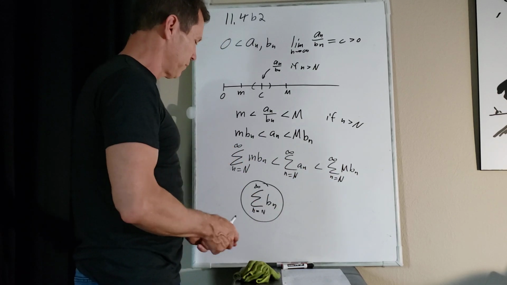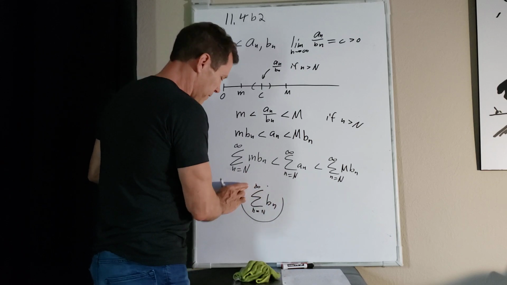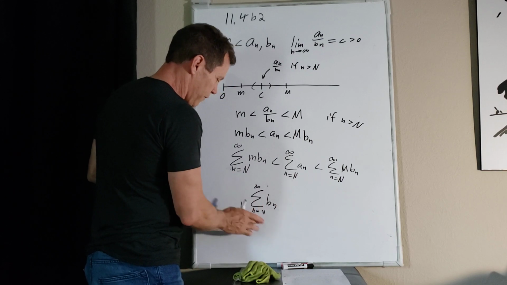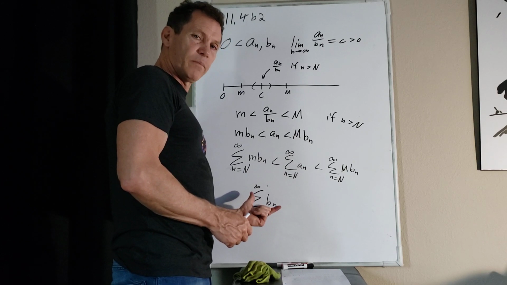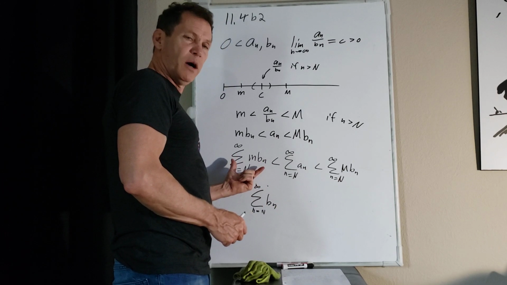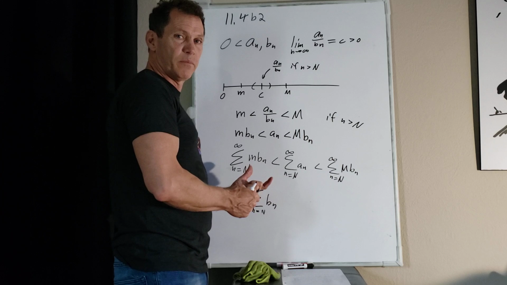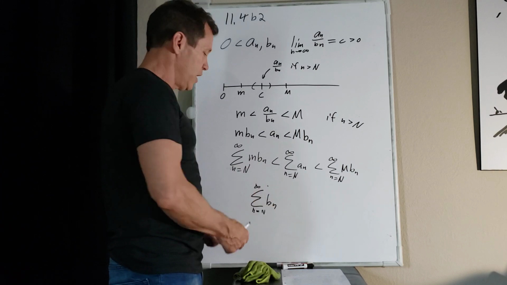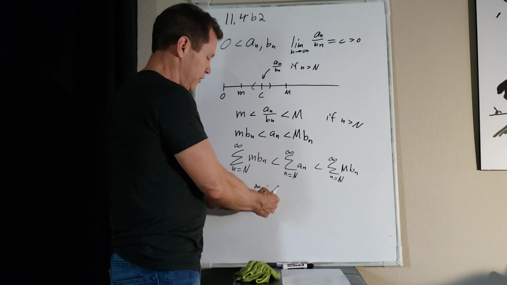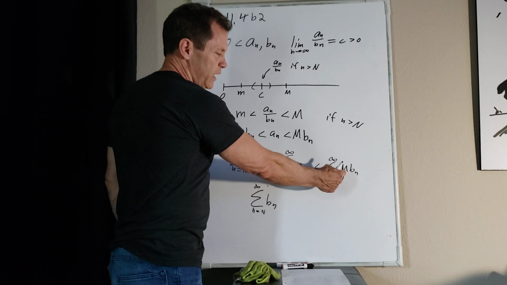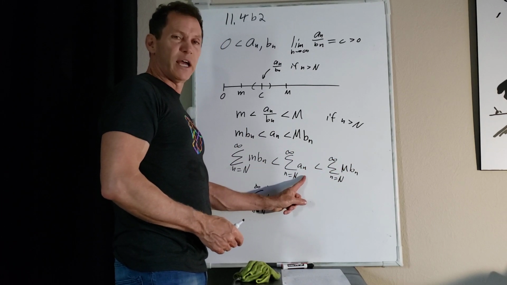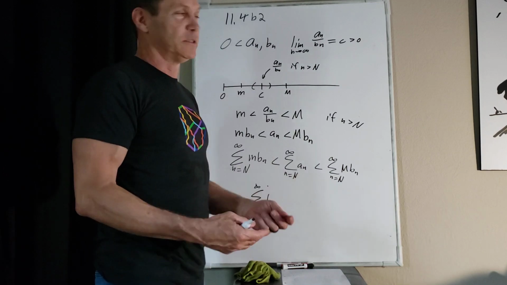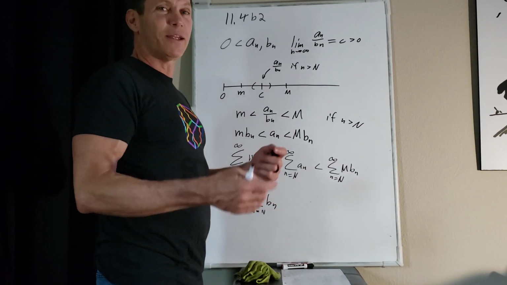Okay, so let me put all that together again. So if b_n blows up, then this has to blow up, which makes that blow up. So a_n and b_n have to do the same thing. Suppose that b_n converges. If b_n converges, then big M times b_n also converges. That's bigger than this guy, which makes this guy converge. So that's the proof of the limit comparison test.